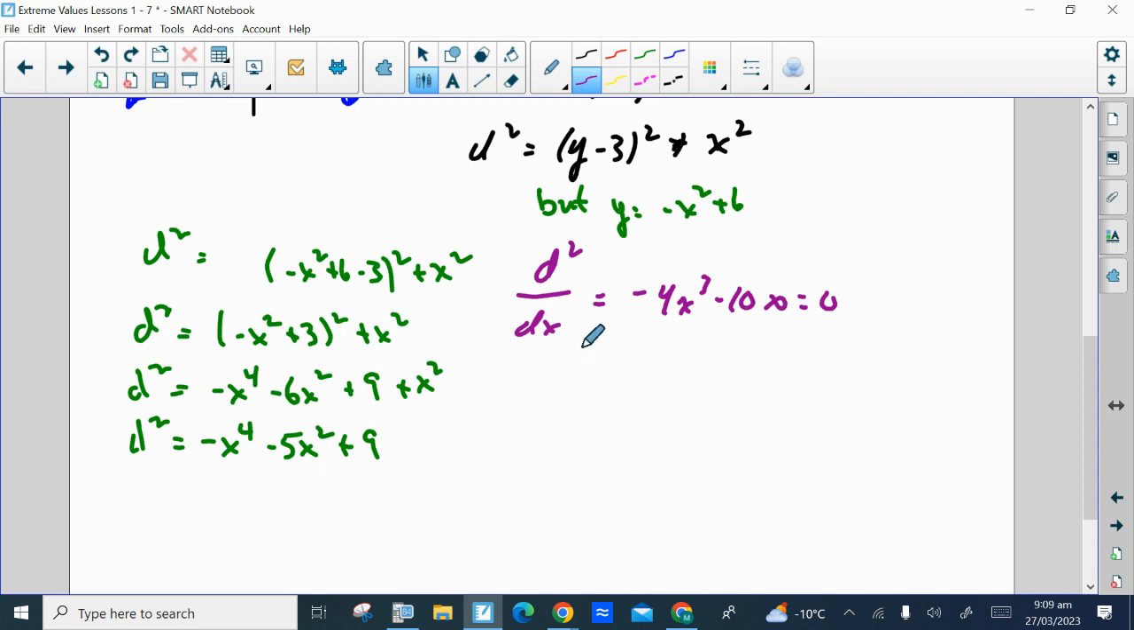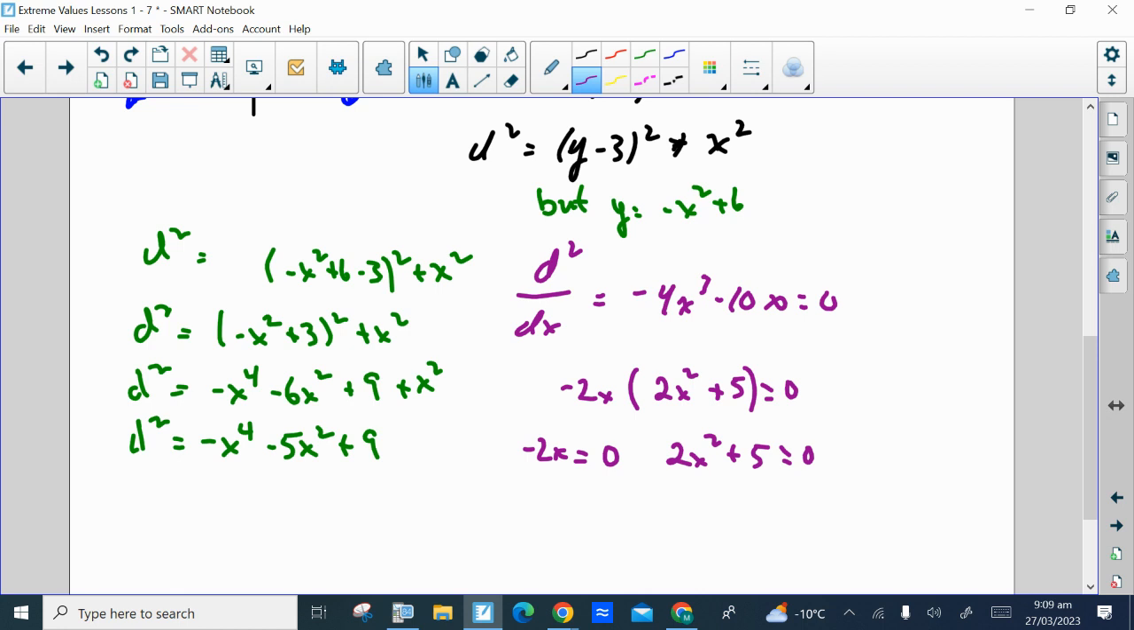So we can take out a common factor here, a common factor of negative 2x, which will give us 2x squared plus 5. And our solutions come where each factor equals 0. And because in this case x refers to a point on the graph, it can be negative.